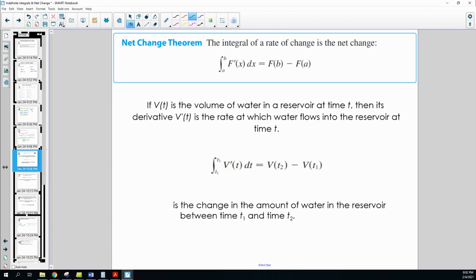And a couple of examples of net change. Here's a good example of volume. So V of t is the volume, and V prime of t is the rate at which the water is flowing into a certain reservoir. If I take the integral from T1 to T2, what I'm finding is the amount of water in the reservoir between the two times. So that is like the net change of the amount of water.